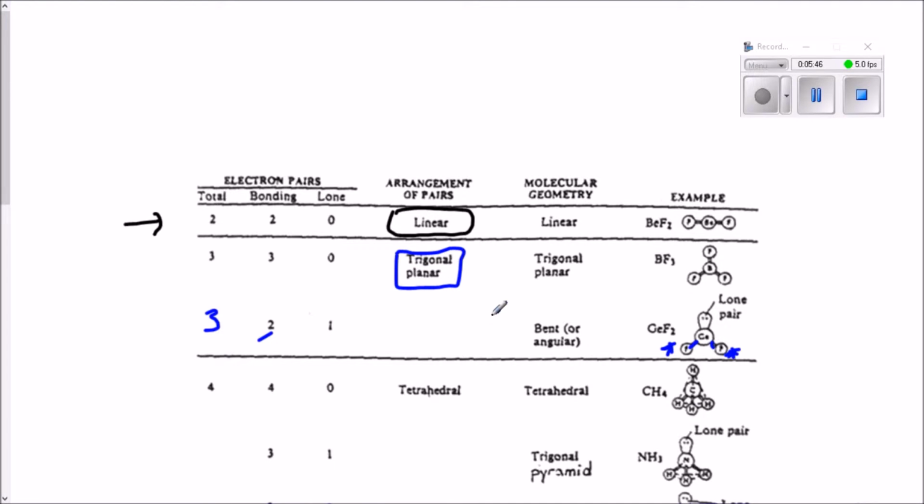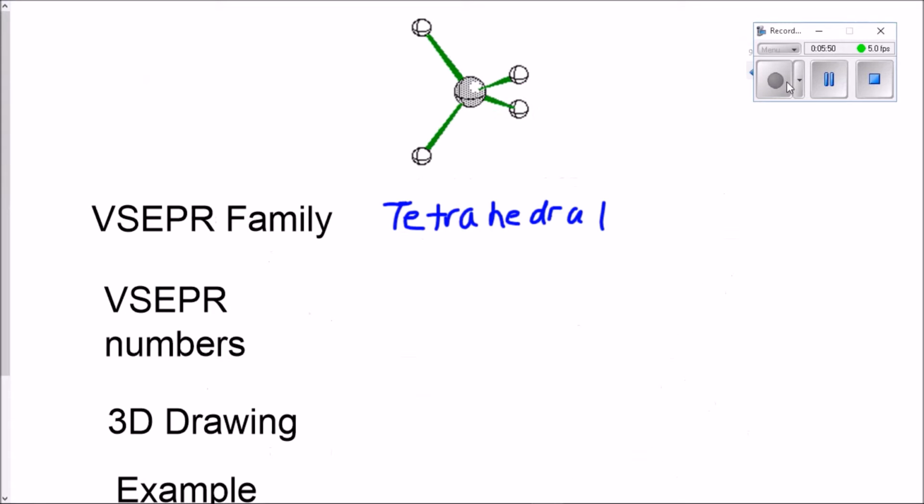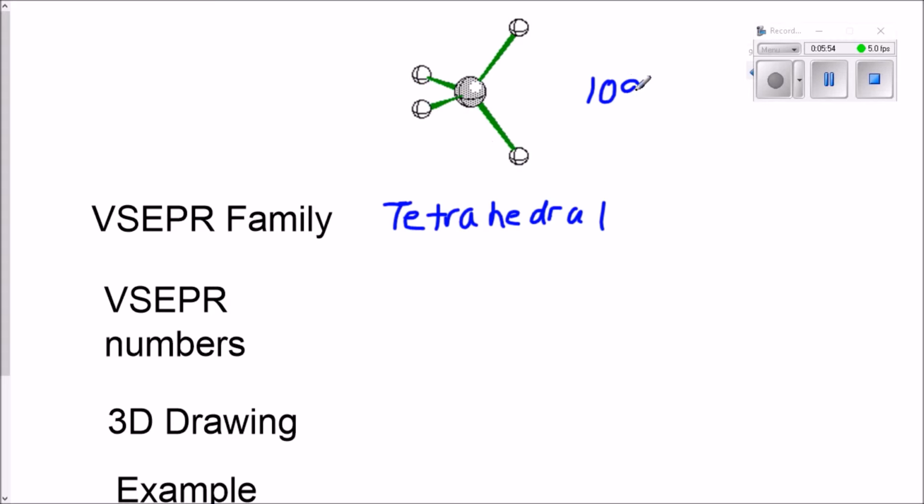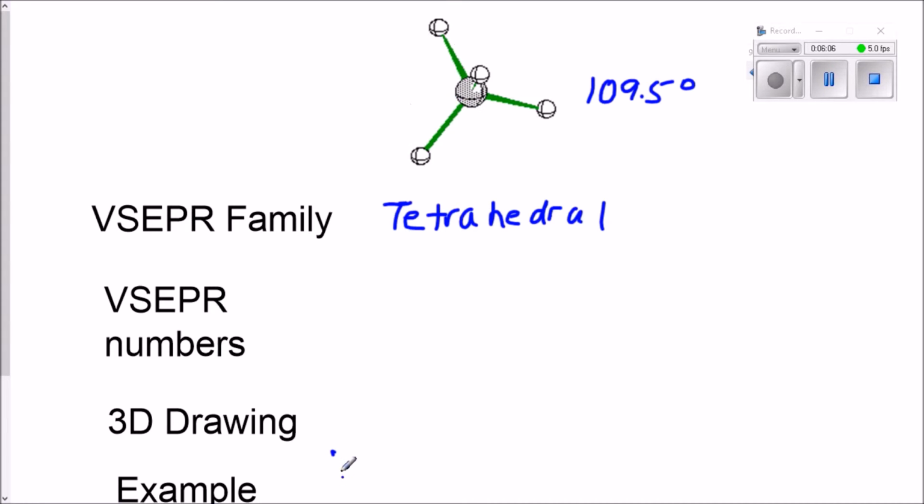The next group is when you have 4 bonded atoms. This one right here is the tetrahedral shape. Hopefully you see this animation well, but the angles between each one of these bonds is 109.5 degrees. This is a very, very important shape, and you're going to need to know that degree. We can do a 3D drawing of this, and an example would be CH4, or methane.